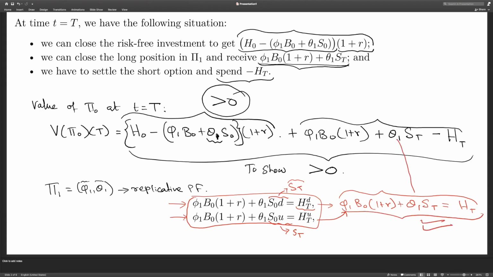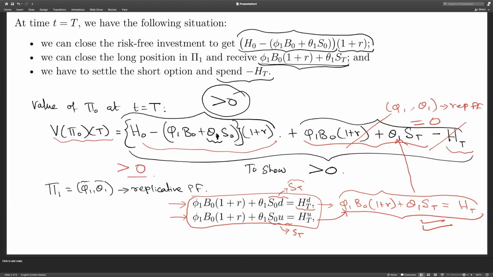Okay. Now look at this. This is exactly the same. Your left hand side is this and the right hand side is this. Therefore, they get cancelled with each other because phi 1 theta 1 is a replicative portfolio. So this becomes 0, and you already have one term which is assumed to be positive. Therefore, your value of pi naught at T is strictly greater than 0. And that proves that you have an arbitrage portfolio when H naught is strictly greater than this quantity. Therefore, H naught cannot be strictly greater than this quantity, is proved.